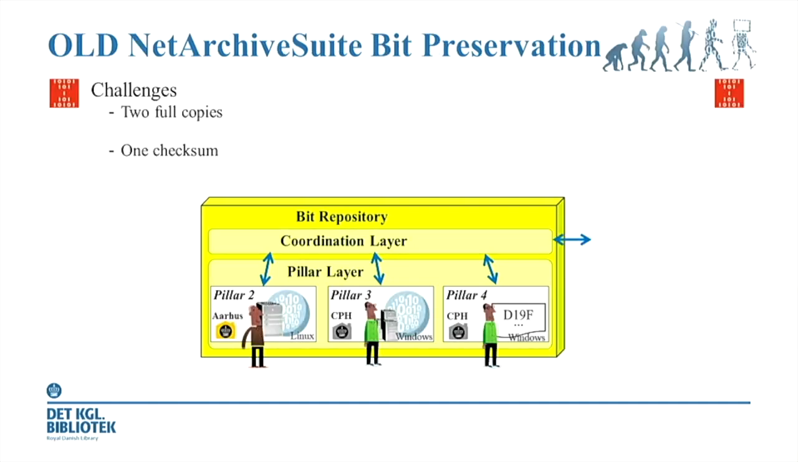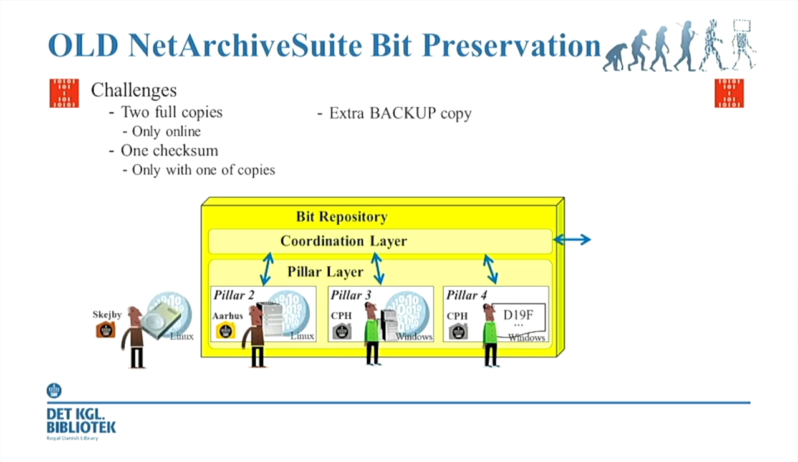So here is what we have in the NetArchive suite, in NetArchive in Denmark. We had 2 full copies, and we had 1 checksum. The challenges here were that the full copies were 2 online copies, which is very expensive for a big web archive, and the checksum was with 1 of the copies. Not very good. So we found out very quickly that we needed an extra backup copy, but that was not part of the bit preservation, which was not good. We also had home-built mass processing, which was very much out of date.